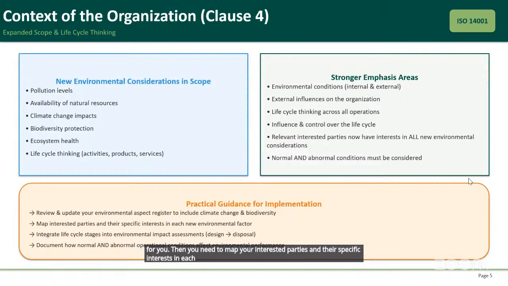Now clause 4.2, which talks about interested parties, is telling you that among your interested parties, you must know if their interests also include biodiversity. If you look at the note under 4.2, it says relevant interested parties can have needs and expectations relating to environmental conditions such as pollution levels, availability of natural resources, climate change, biodiversity, or ecosystem health.